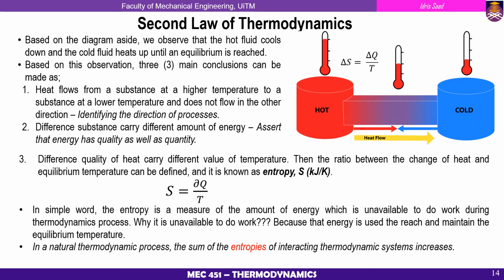Also, from the second phenomenon, we learn that different substances will have different times and magnitudes of the equilibrium condition. From this, scientists have defined a new property in thermodynamic study called entropy, denoted as S. Entropy is actually given as the change of heat to achieve the equilibrium temperature. Mathematically, entropy S is equal to dQ over T, or the change of heat over the equilibrium temperature.